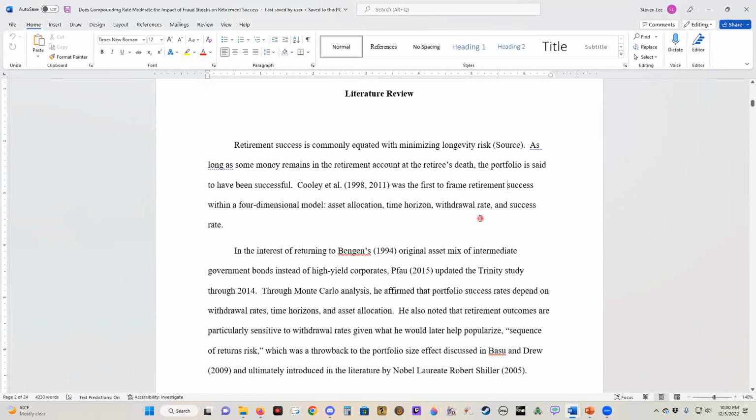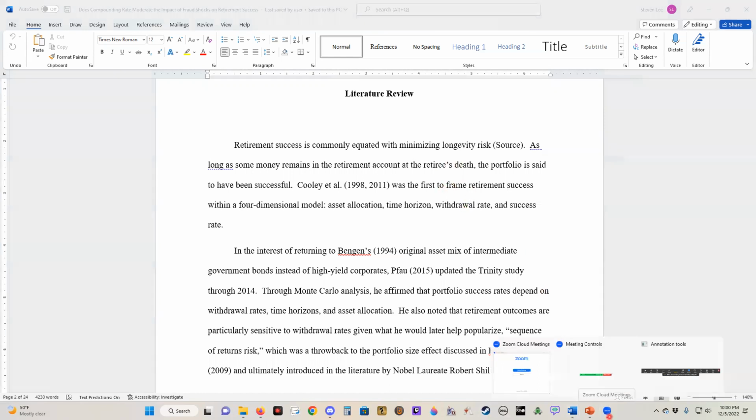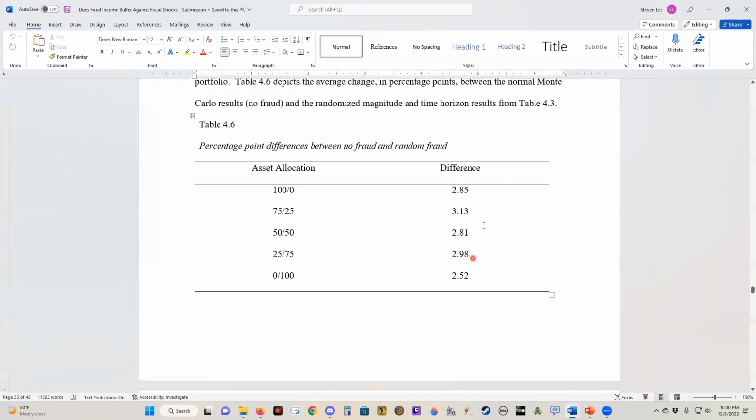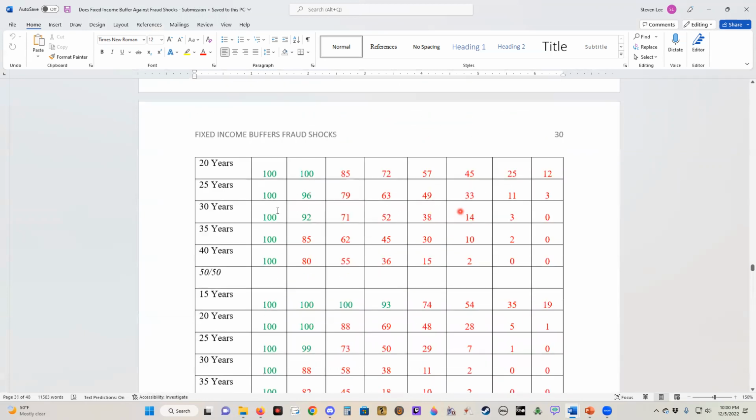at the end of your retirement, when you die, do you still have money left in your accounts or not? And if you do, then that was a successful retirement from a longevity risk perspective. And if you ran out of money before you died, that was an unsuccessful retirement. And so then the question is, what are the probabilities, right? What's the probability that you will have a successful versus an unsuccessful retirement? And that's what I looked at. That's what these green and red numbers are.